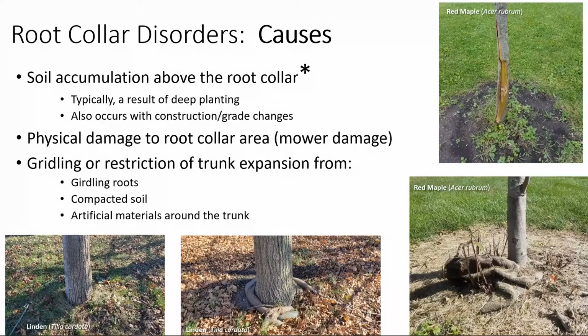And finally, artificial materials around the trunk is another way we see some root collar disorders. In the red maple at the bottom there, none of the planting material was actually removed. And we'll have a little more discussion of whether to remove burlap or not, and what the science and other folks say about that, a little later today. But in that case, I had already pulled back some of that material that was constricting the trunk. I didn't get the best picture of it.